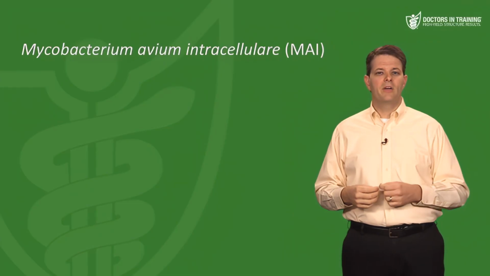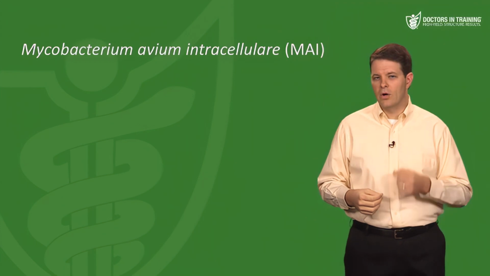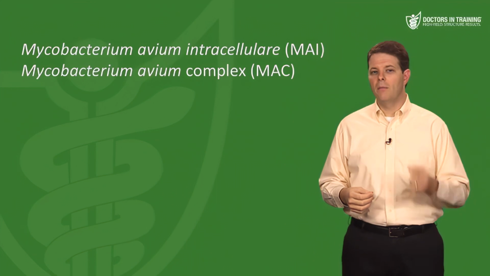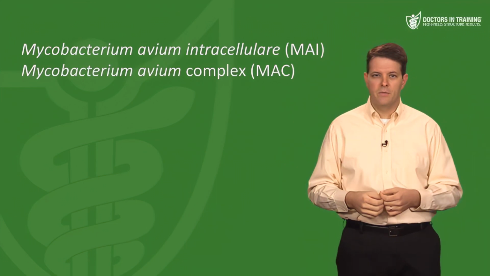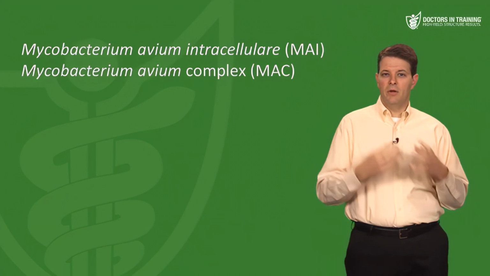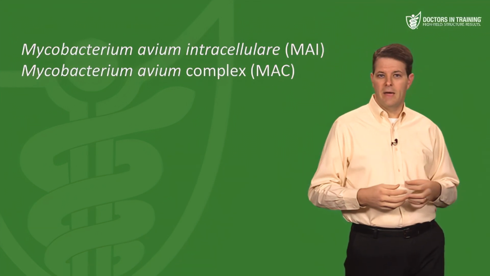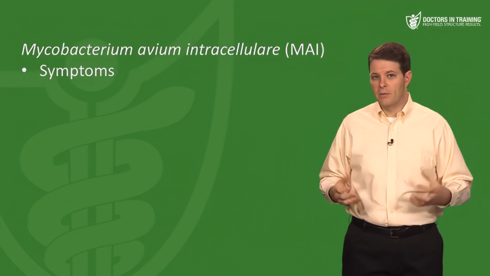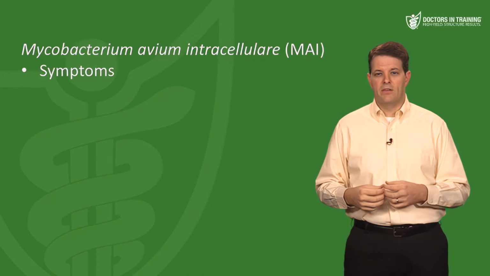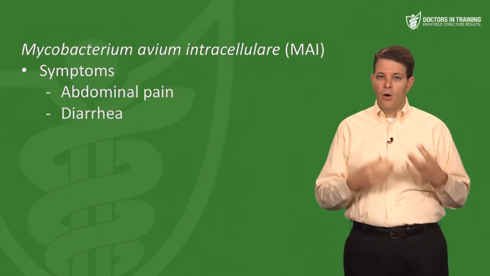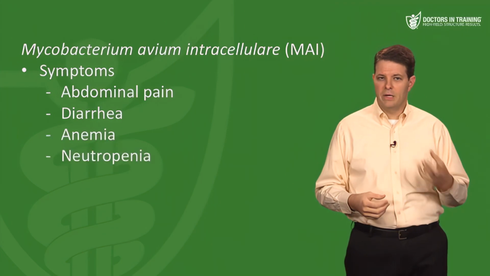First up, there's Mycobacterium avium intracellulare, or MAI. You may also see this referred to as Mycobacterium avium complex, or MAC. This can cause a pulmonary syndrome that's similar to TB, and then in immunosuppressed patients, like patients with AIDS, MAC can disseminate. Now, symptoms in these cases depend on where the mycobacterium has spread. For instance, if MAC goes to the GI tract, the patient might have abdominal pain and diarrhea. If it's in the bone marrow, the patient may have anemia and neutropenia.